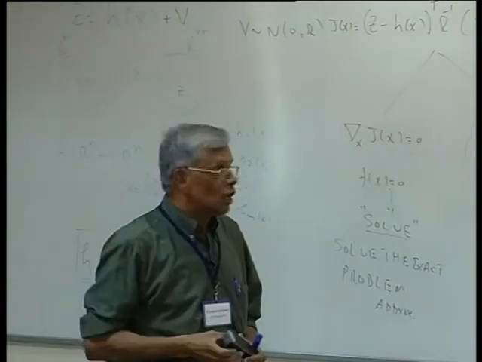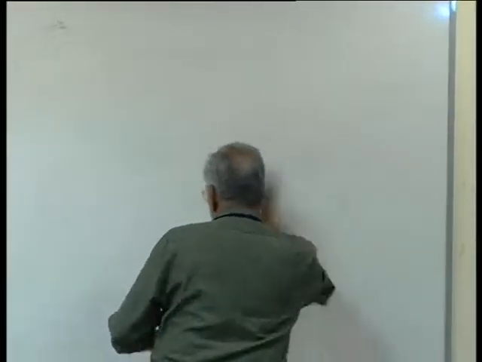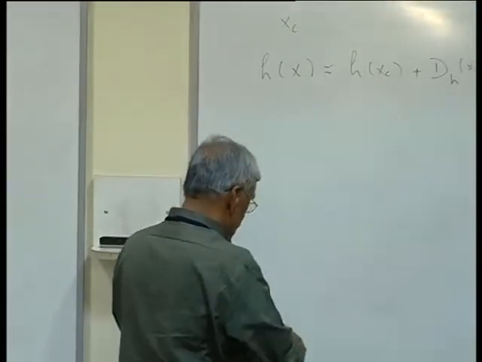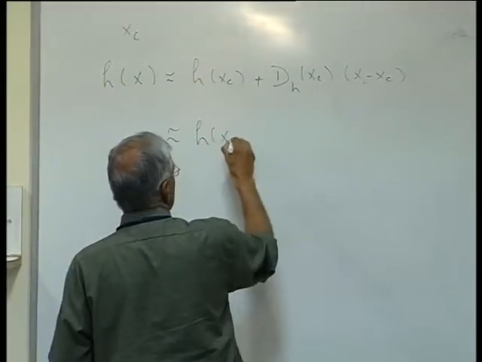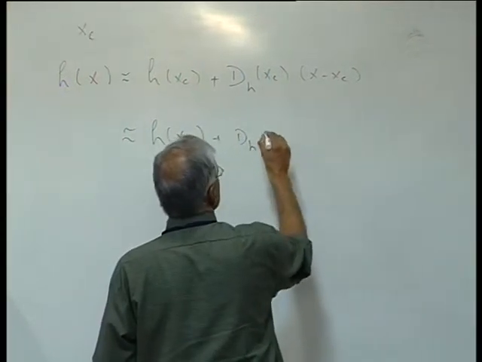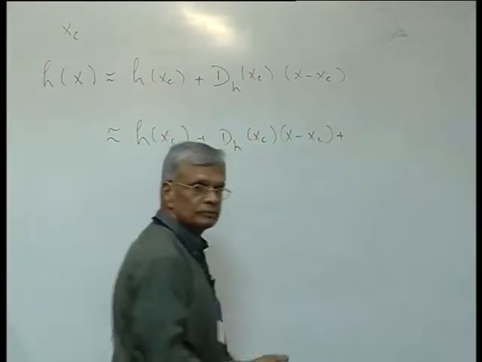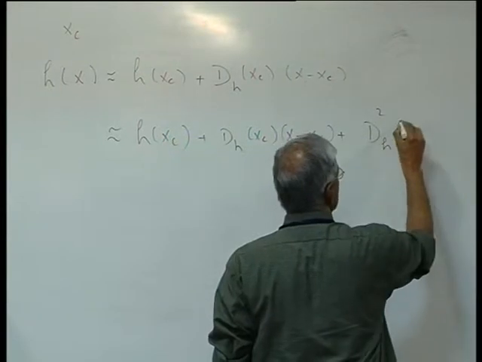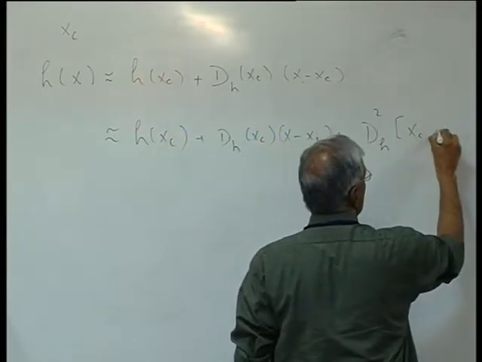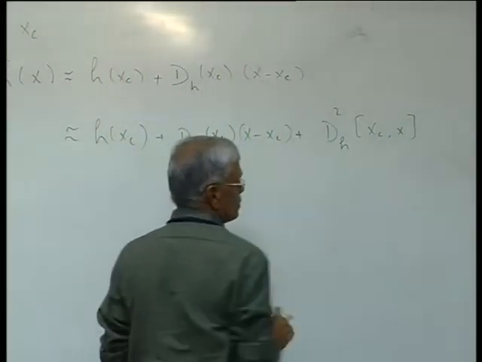All with me? Good. So while I'm there, I would like to now talk about the second order approximation as well. I would like to finish all the approximations in here. So the second order approximation is going to be H of xc plus DH of xc times (x minus xc) plus, I'm going to call this, D squared H of xc of x. It's a complex term. I'm going to talk about that now.